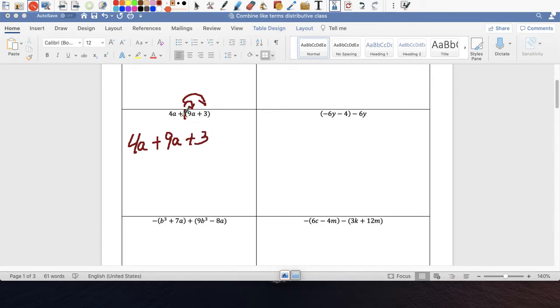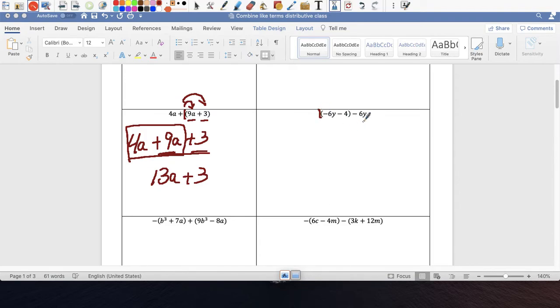Notice that when it's a positive 1 outside, the terms inside, when you remove the parentheses, literally they're the same. It's positive 9, and plus 3. Right? So let's combine like terms, and these are nicely together. So that's 13a plus 3. Over here, again, you don't see a number inside, so pretend there's a 1.